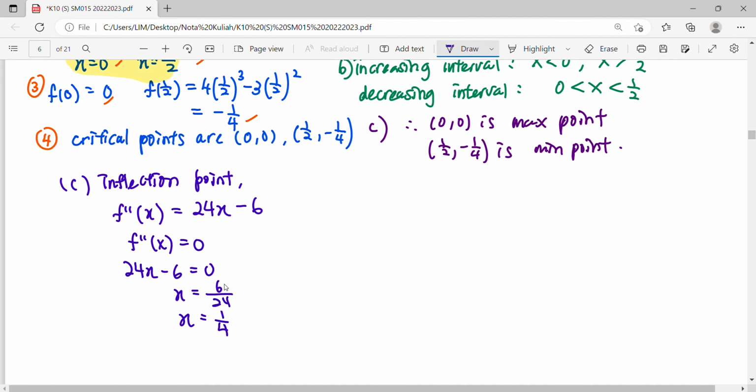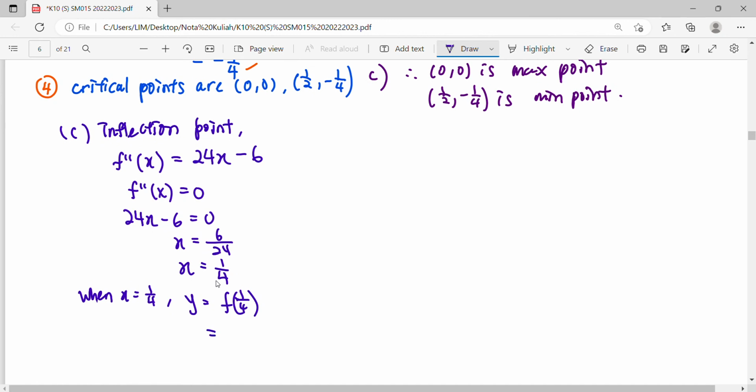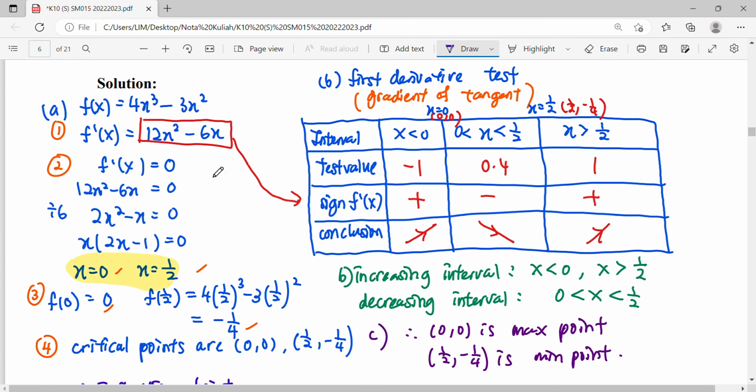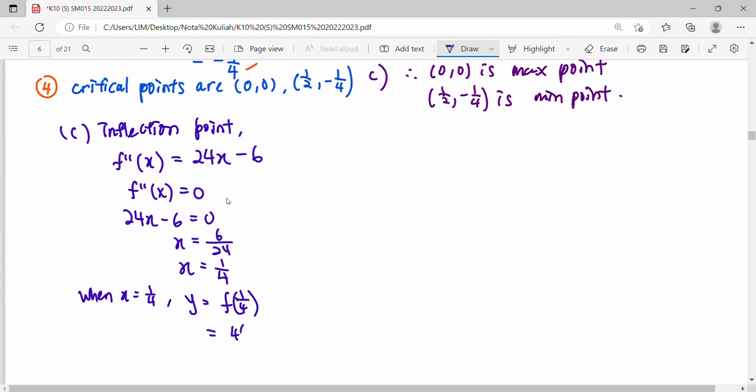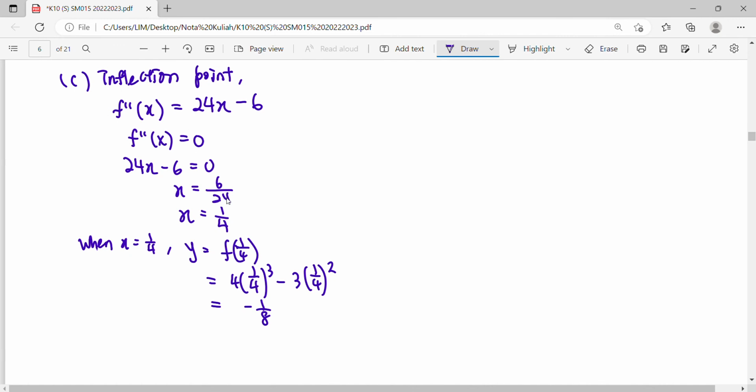So what is the coordinate when x equals 1/4? For your y coordinate, we substitute back into the original function. The original function is 4x³ minus 3x². Try to evaluate this. Negative 1/8, right? So the inflection point happens at 1/4, negative 1/8.